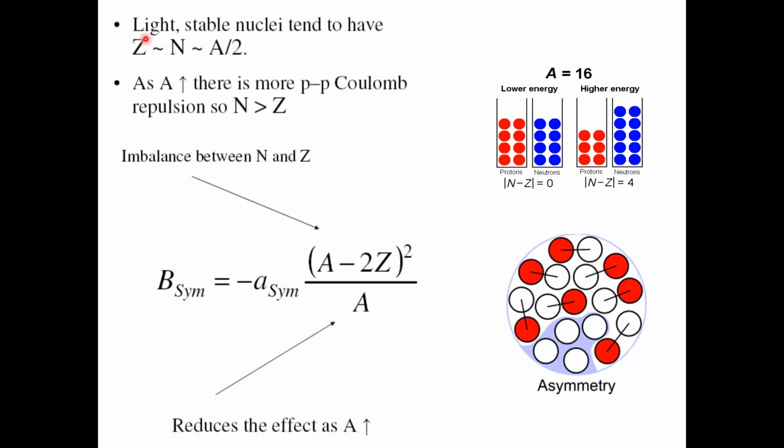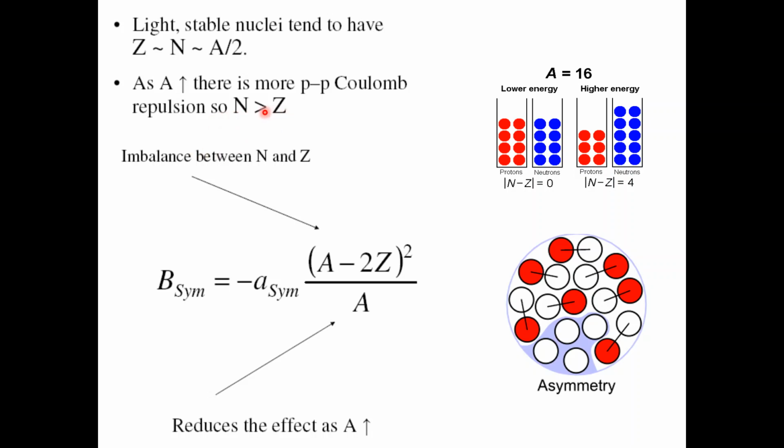As we mentioned on the previous slide, light stable nuclei tend to have approximately equal number of protons and neutrons, which tend to A by 2, that is the total mass is divided by 2, so we have equal number of neutrons and equal number of protons. This means that as the atomic mass increases, there is more proton Coulomb repulsion, so the number of neutrons is greater than protons.